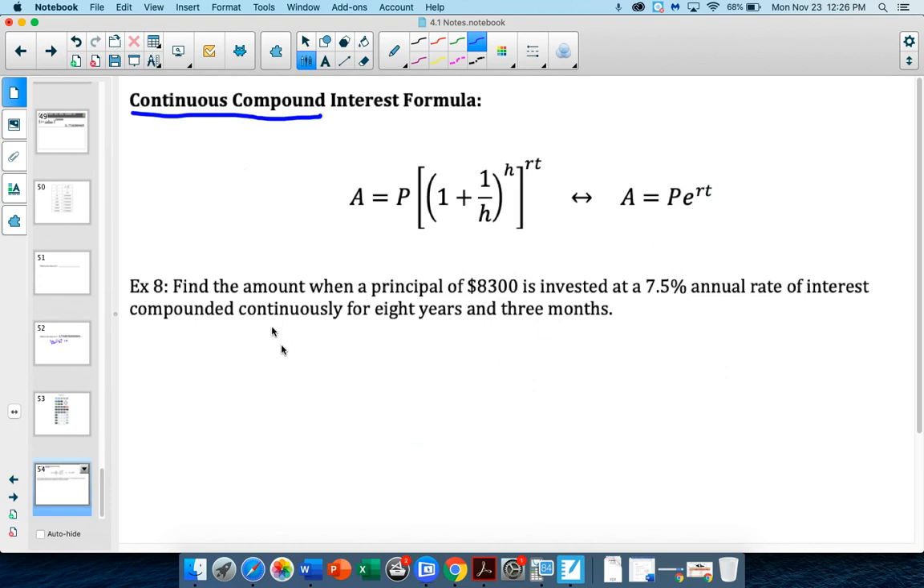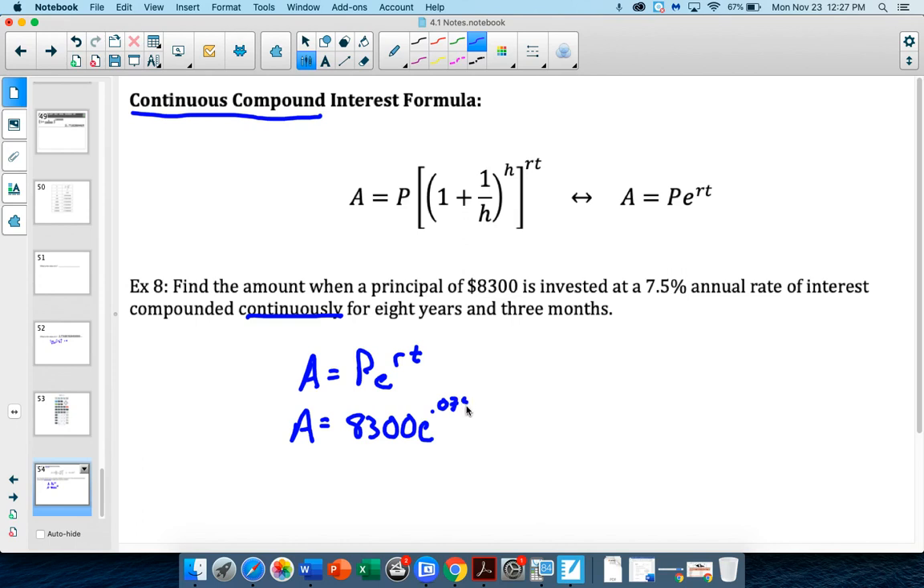So in our example here, we want to start with a principal of 8,300, invest it at a 7.5% interest rate, compounded continuously for 8 years and 3 months. So we're starting with this formula: A equals P times e to the rt power. In this case, I know that my principal amount is 8,300 times e to the rate, so 7.5% as a decimal would be 0.075.